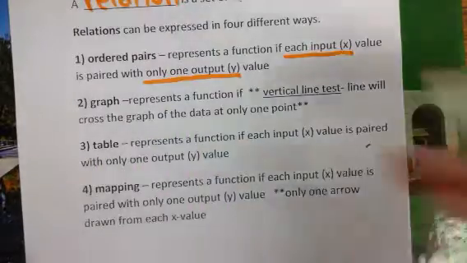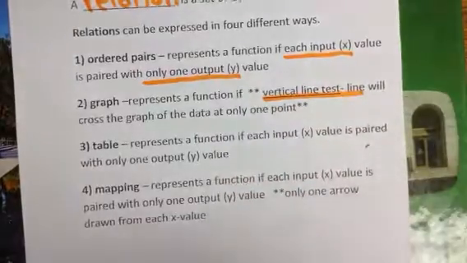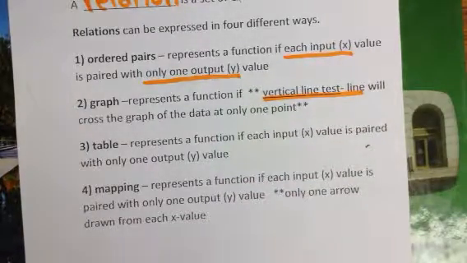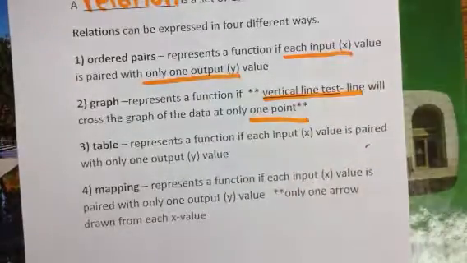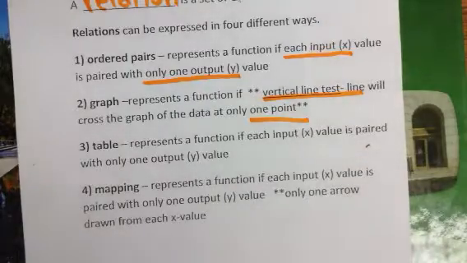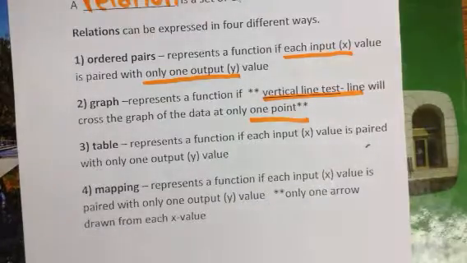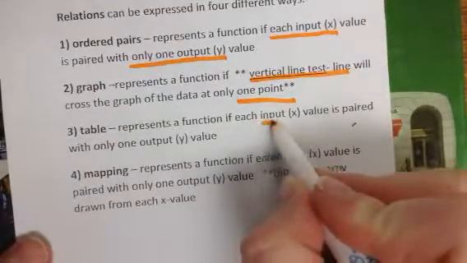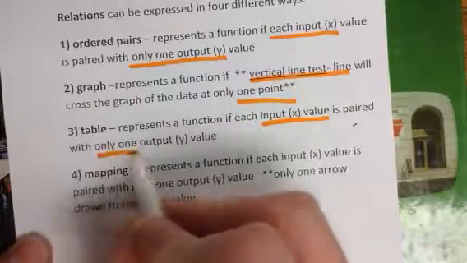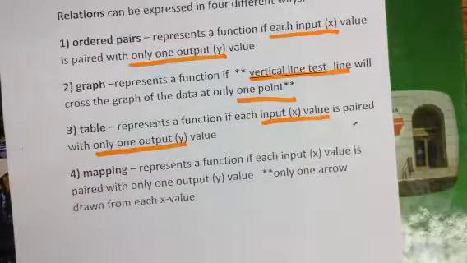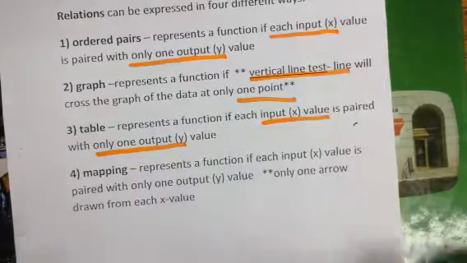So the vertical line will only cross the graph of the data at one point. So anywhere on that graph, if you can just draw vertical lines, each vertical line can only hit one point, then it is a function. For a table, it will be a function if the x value only goes to one y. So basically you're checking to see that your x's don't repeat. Because if your x number repeats, then there's multiple y's, and we only want each x to have one y.